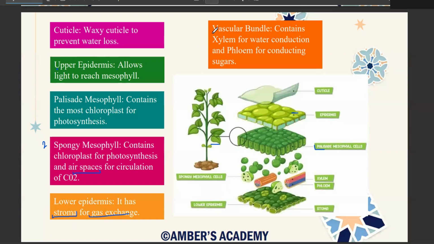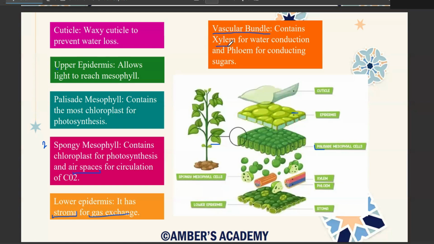Then we have vascular bundle. The majority of the questions that you'll see in this entire chapter will be on vascular bundle. You need to remember that a vascular bundle is the combined bundle of xylem and phloem. Whenever xylem and phloem are combined, we call it a vascular bundle.